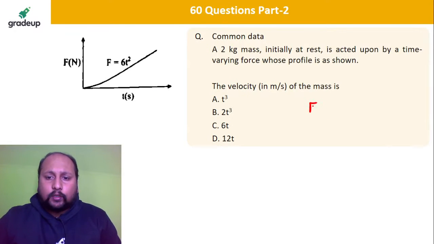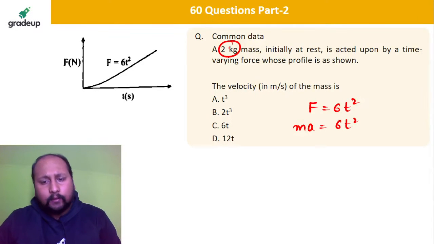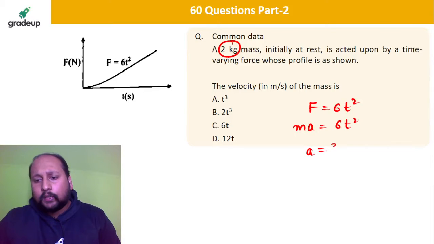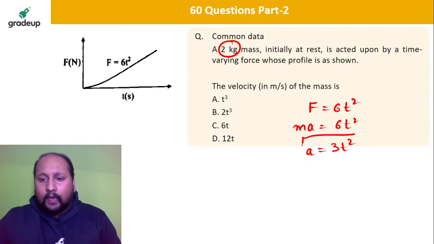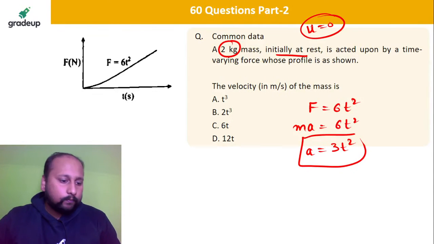Look, what is force? That is equal to 6t square. That is equal to mass into acceleration. That is equal to 6t square. Mass is given as 2 kg. So acceleration will be equal to 3t square. Okay, and it is starting from rest. So definitely initial velocity will be equal to 0.